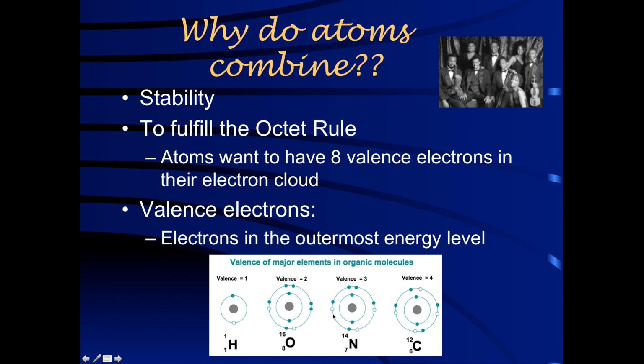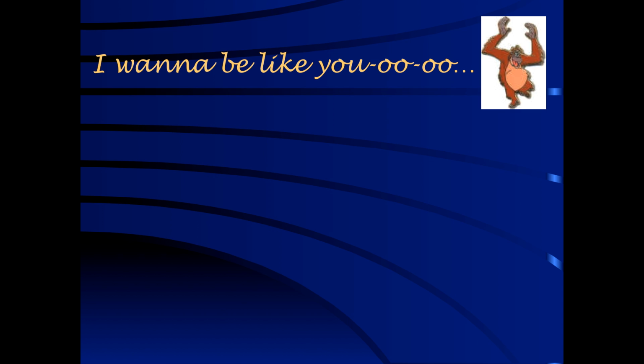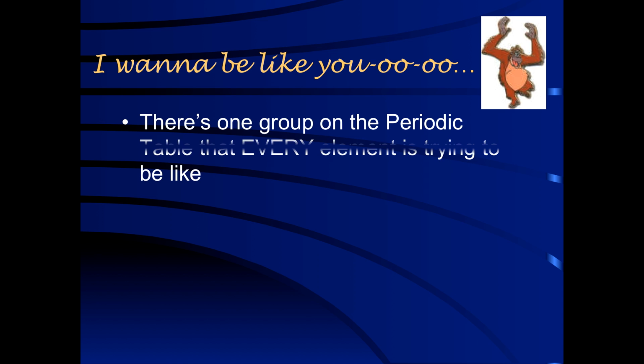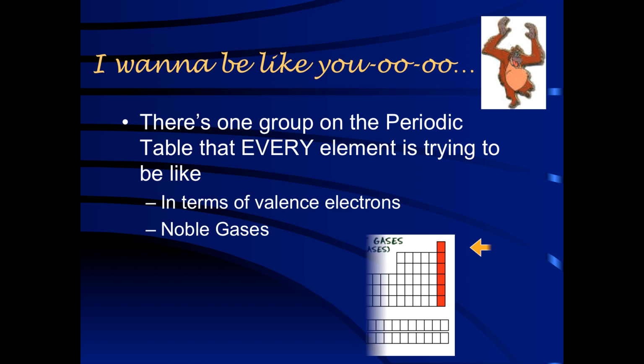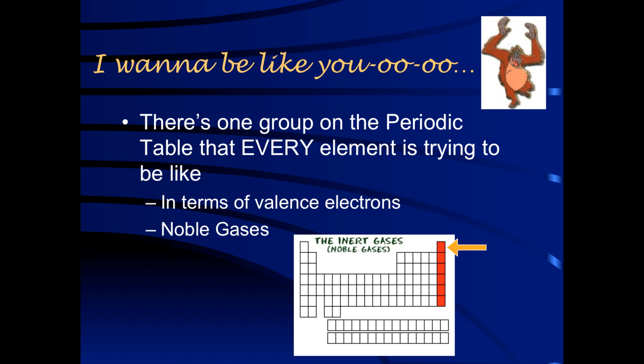So if this outside level was full, that would be more stable, and that's sort of what elements are trying to do. There is a group on the periodic table that all the other elements are trying to be like in terms of their valence electrons. They're not trying to change their identity, they're just trying to copy them in terms of their 8 valence electrons. And that is the noble gases, the very far right column on the periodic table.